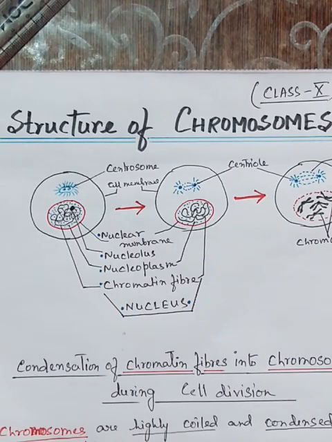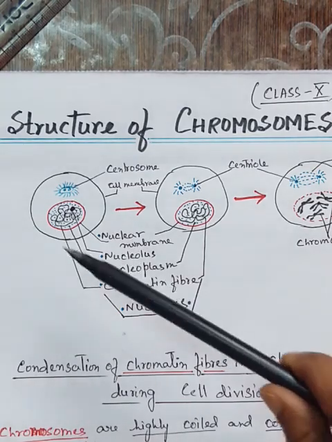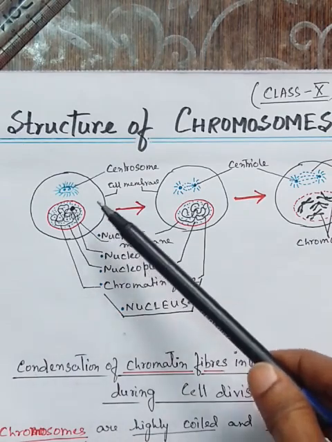Today's topic is structure of chromosomes for class 10. You learned in class 9 about the cells, about the components or contents of the cell, about the cellular organelles present within the cell. Now, you know the brain of the cell is the nucleus. Now, here I am showing an animal cell.